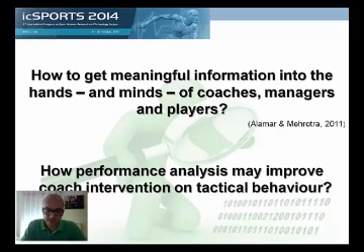Thus, based on the concept of representative design proposed by Egon Brunswik, when he observed that the research developed in psychology didn't transfer to the field, and based on some of our work, we will present you some ideas that we consider will help you to understand how performance analysis may improve coach intervention on the tactical behavior of football teams.